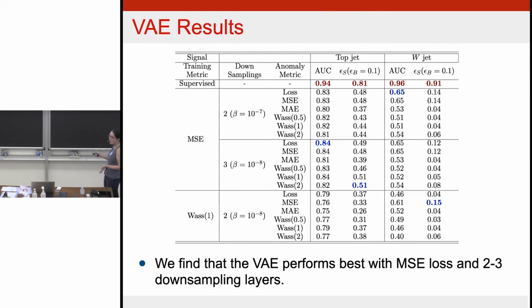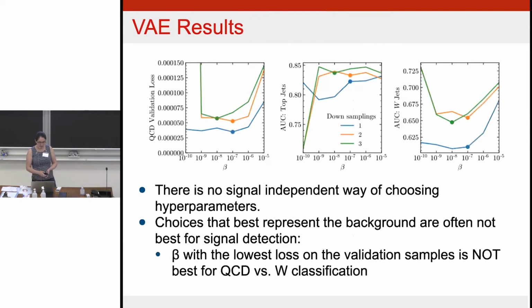Now we can also ask about other hyperparameter dependence. And it doesn't look like there's too much hyperparameter dependence. These numbers kind of all look similar, and so do these. But if you consider another set of hyperparameters, in particular beta, you can see there's actually quite a bit of hyperparameter dependence. So all these plots are functions of beta. On the left here, I'm plotting the QCD validation loss, and so we want that to be low. In the middle and on the right, we're plotting the AUC of top jets and W jets, so we want those both to be large.